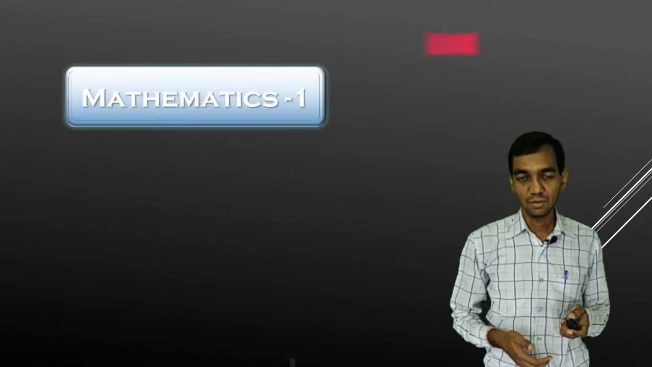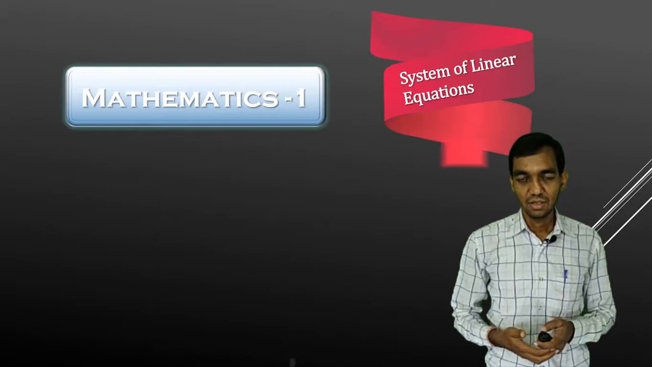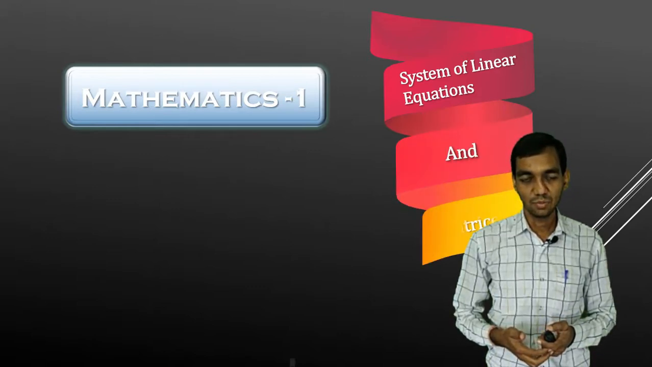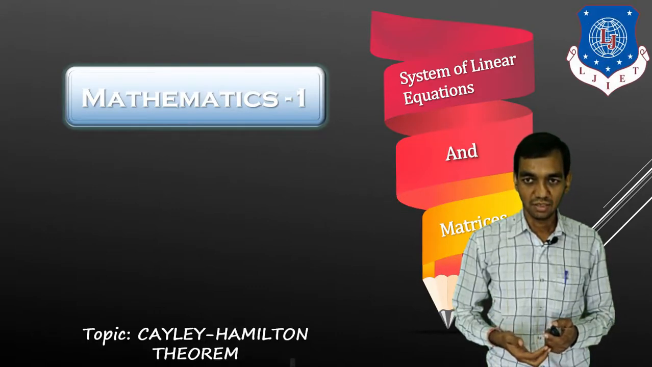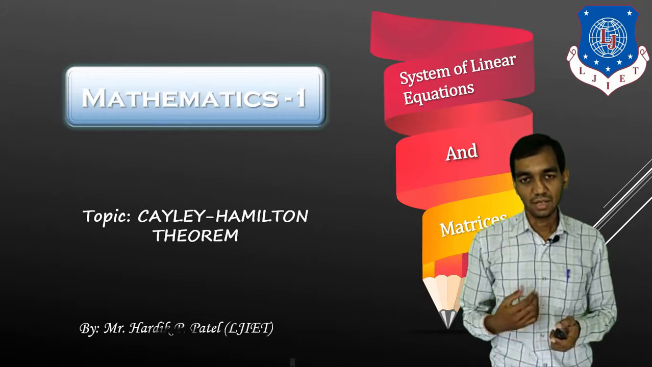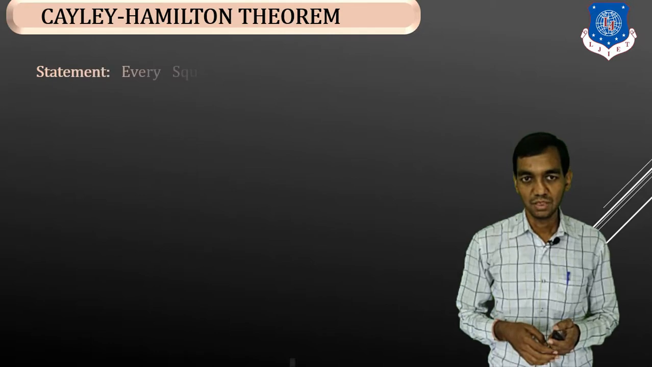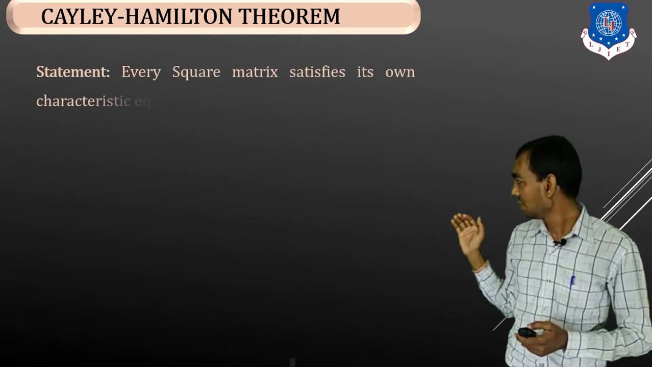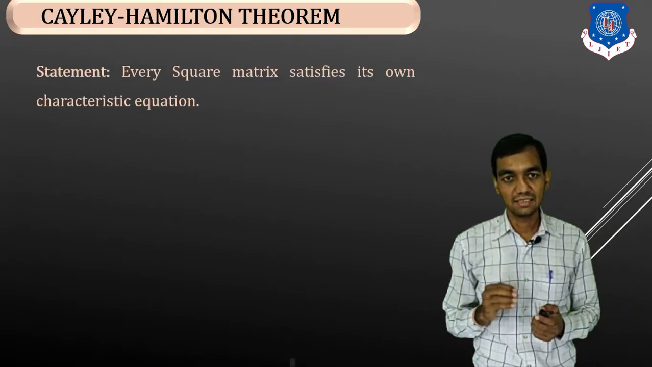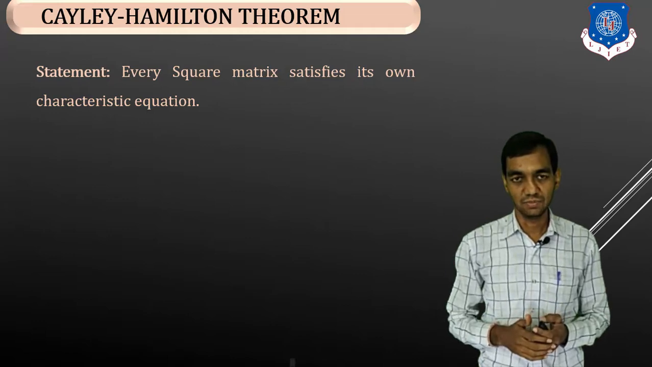In the last session, we have seen the basic concepts of eigenvalue and eigenvector and how to find eigenvalues and eigenvectors. Now, in today's session, we are going to start with the topic Cayley-Hamilton theorem. Okay. Now, what is the Cayley-Hamilton theorem? The statement is every square matrix satisfies its own characteristic equation.